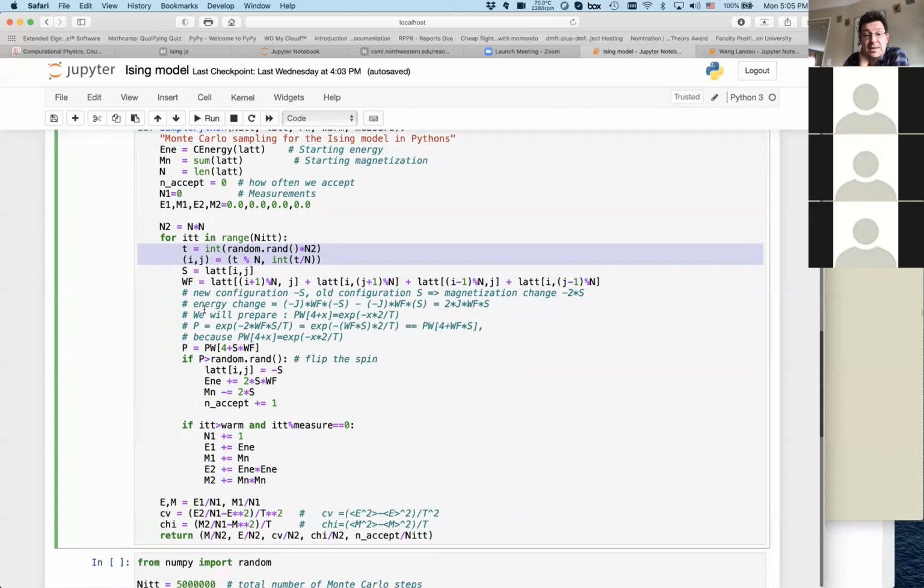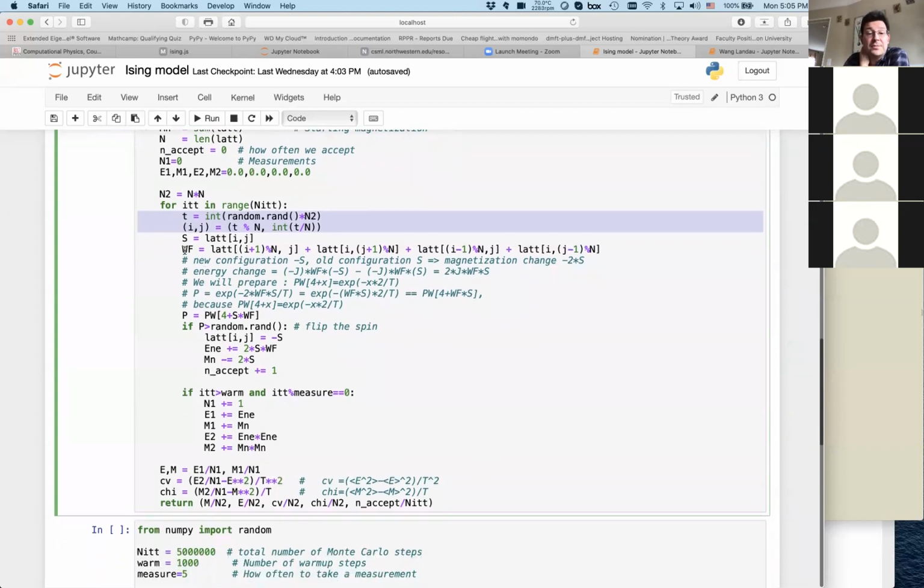So the idea is we have a random site which we want to flip. We look at the spin at that site, and then we also look at the Weiss field for that spin. And the Weiss field for the spin, as we discussed, is basically the neighbors. So the left neighbor, the right neighbor, the upper neighbor, and the lower neighbor.